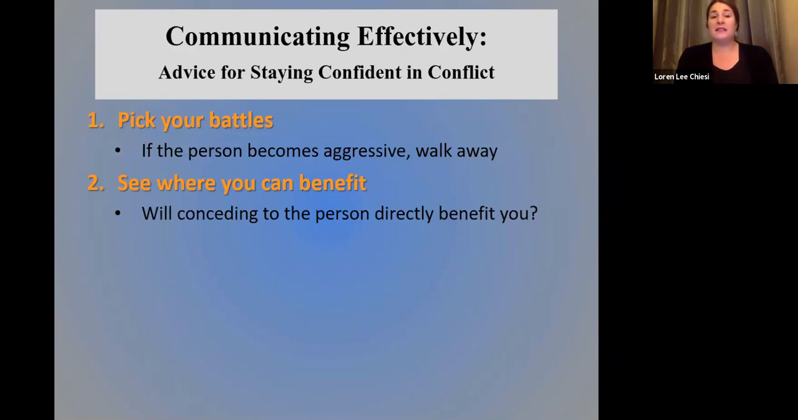See where you can benefit. Sometimes conceding or giving in to the person will directly benefit you in the long run. So if that's the case, it'll be really beneficial to you to just give in a little bit. You're not going to win every single fight, and sometimes in an argument or in a conflict situation, you can actually gain things if you concede on one end.